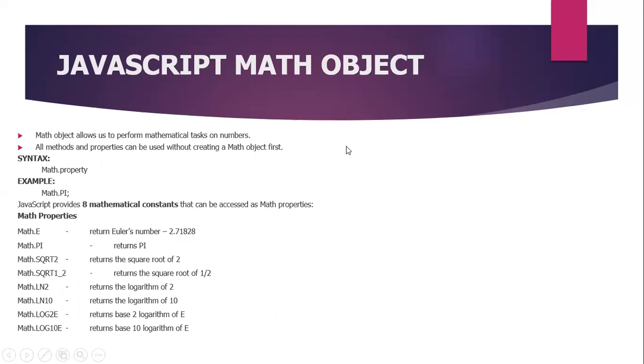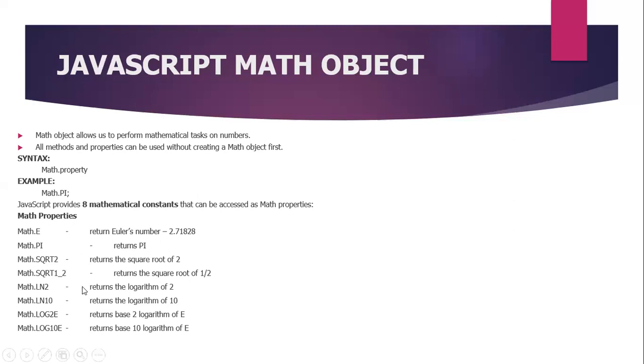Next is the JavaScript Math object. There are many built-in objects available in JavaScript, some are Math, Date, Boolean, etc. Math objects allow us to perform mathematical tasks in JavaScript. All the methods and properties can be used without creating a Math object first. The syntax for using the Math object is Math.property. For example, Math.PI is the pi value. Using this command I can get the pi value, so 3.14 will get printed.